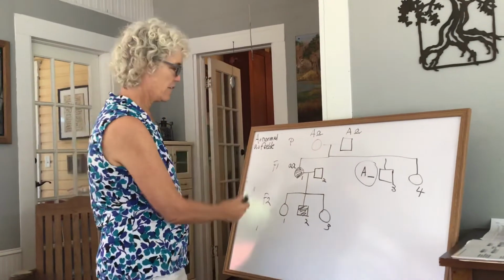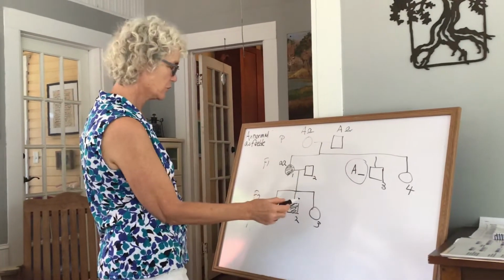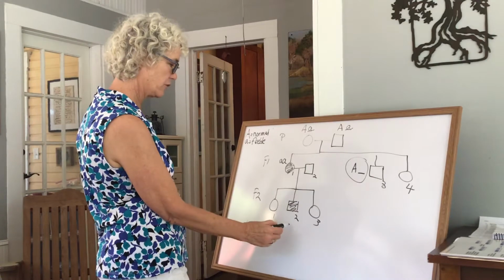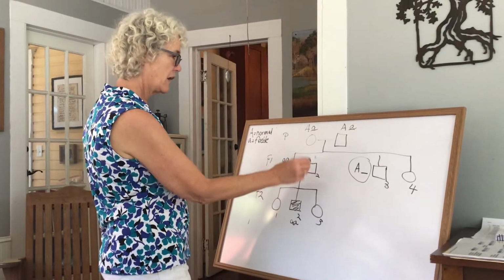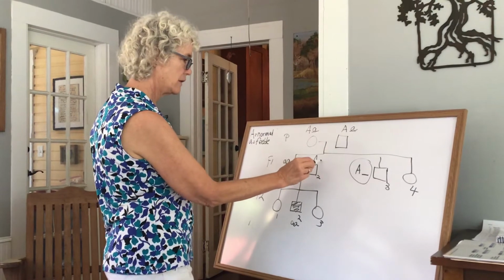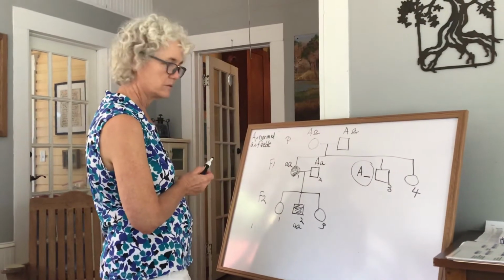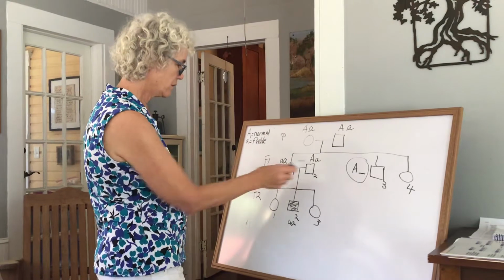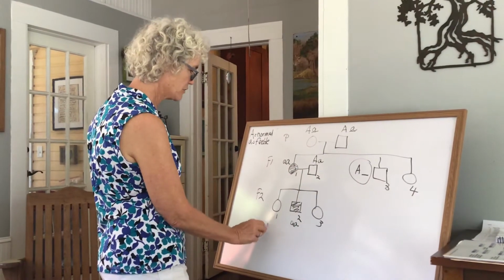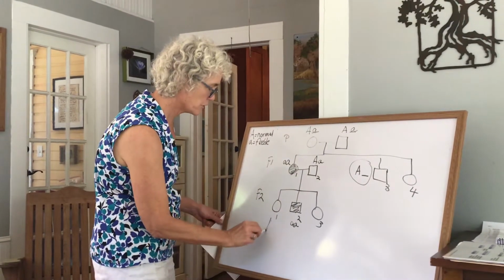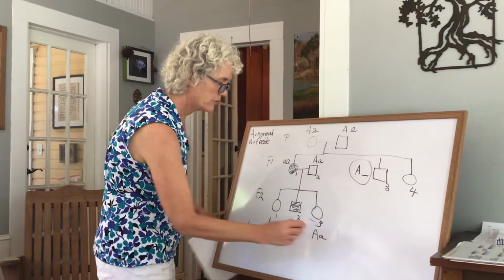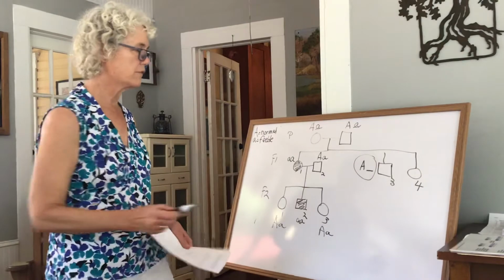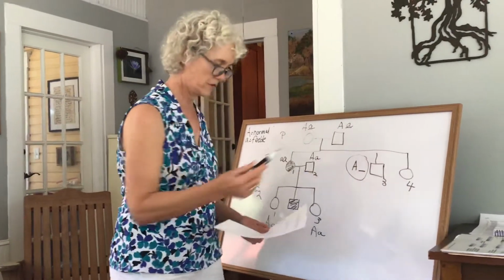What about the F2? This one is feeble-minded, so what do I know about the dad? I know that the dad has to carry the little a gene. Then these guys also have to be capital A, little a, because they're normal. So pretty much everyone in the problem I can figure out, but these 2 individuals.